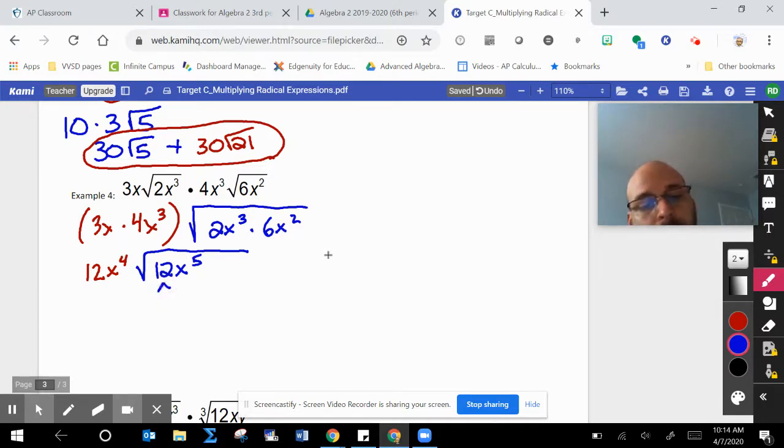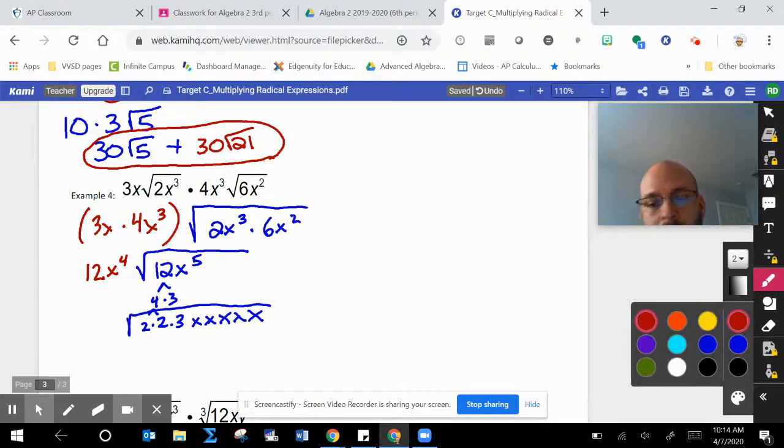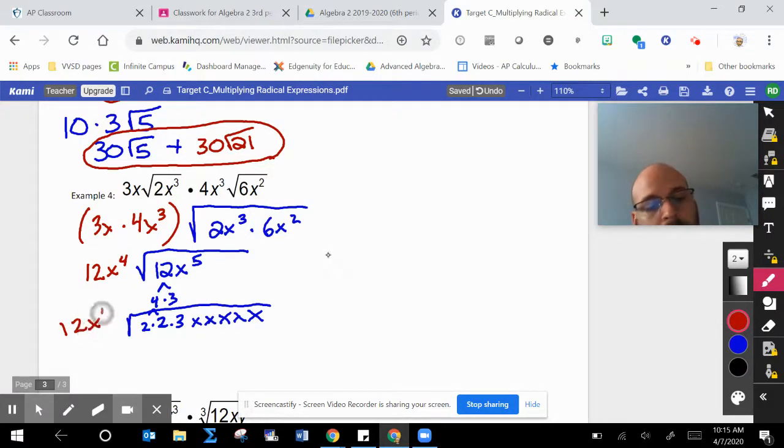So I want to break this down into 4 and 3, or you can use 6 and 2 if you want to, but I want to break it all the way down. Let's see if we can get 2 times 2 times 3, right? And then I have 5 x's, right? And on the outside is still this 12x to the fourth.